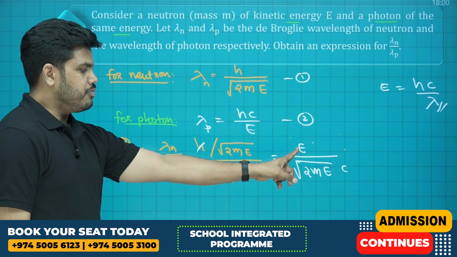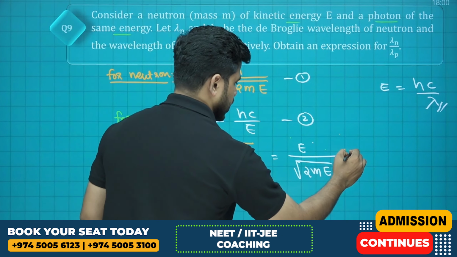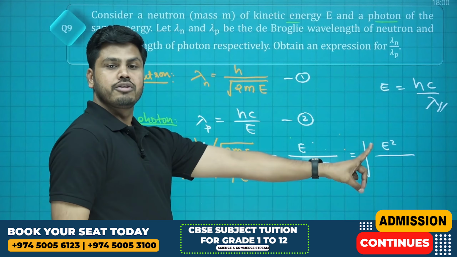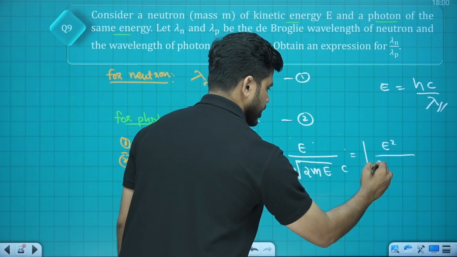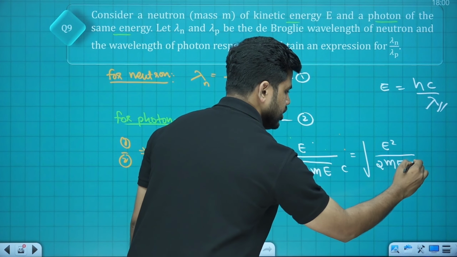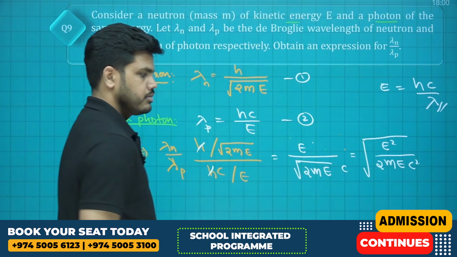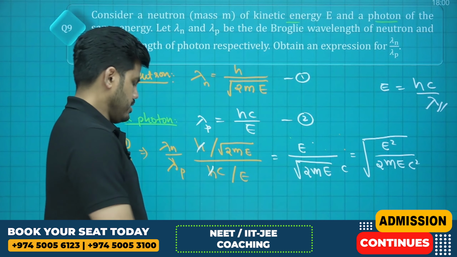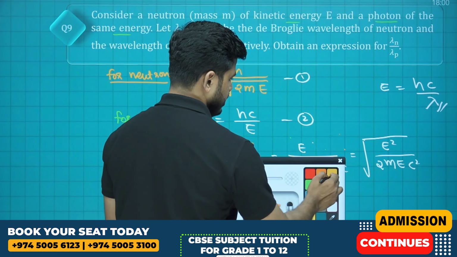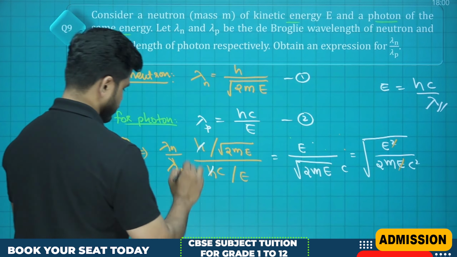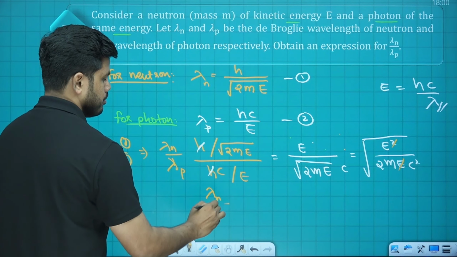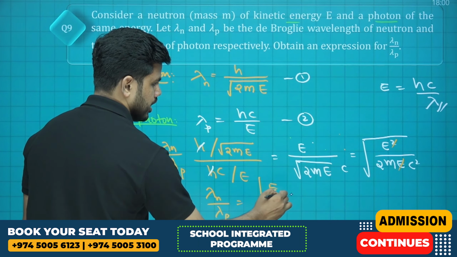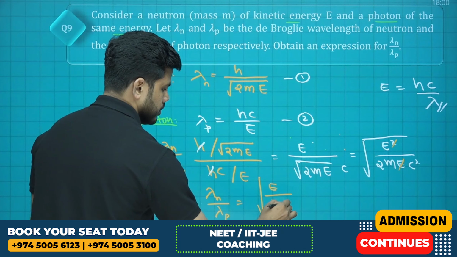Correct? So if you include this E into the square root, we can write this like E square, taking the square root of the whole terms, okay? E square divided by 2mE into C square, correct? Right. I'm just going to simplify this E and root E, that's it. So now we can cancel one of the E's inside, E gets cancelled. What is the final answer? We got lambda n by lambda p is equal to the whole square root of E divided by 2mc square.